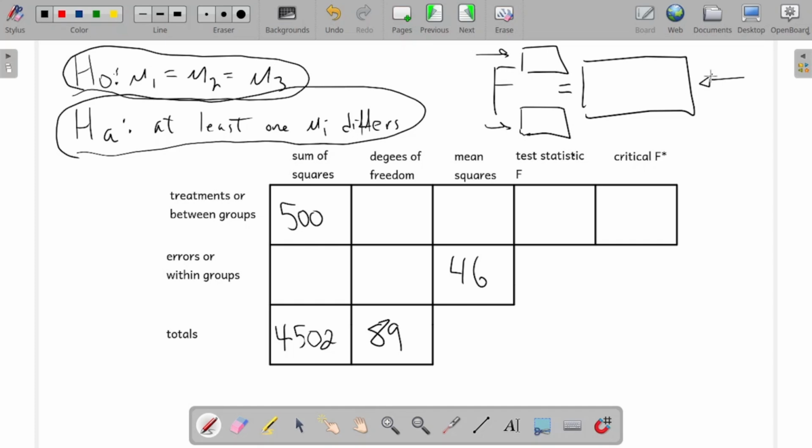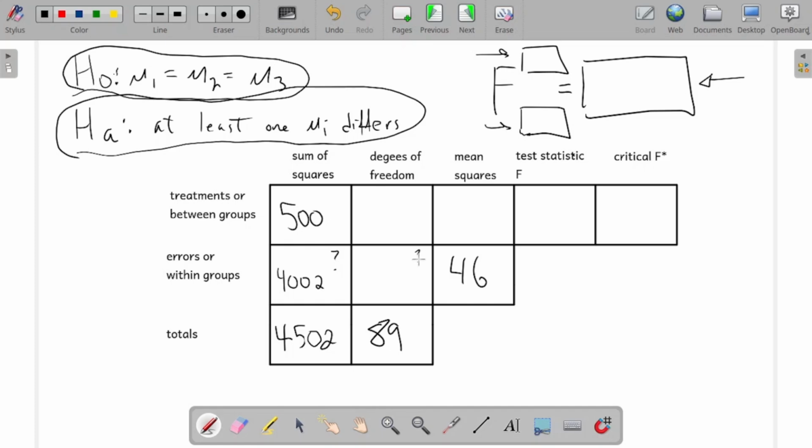So obviously 500 plus something is 4,502. That's pretty easy. This is just 4,002. Oftentimes on exams, they make the numbers such that if you don't have a calculator, you can still answer the question reasonably easily.